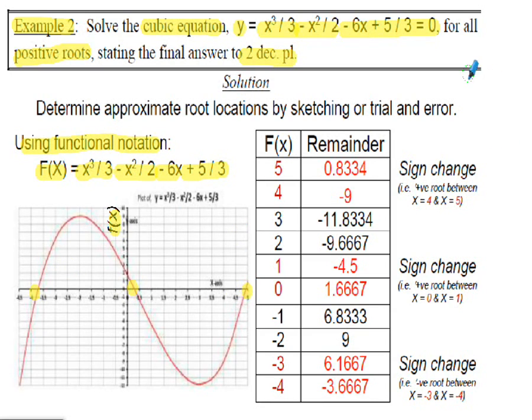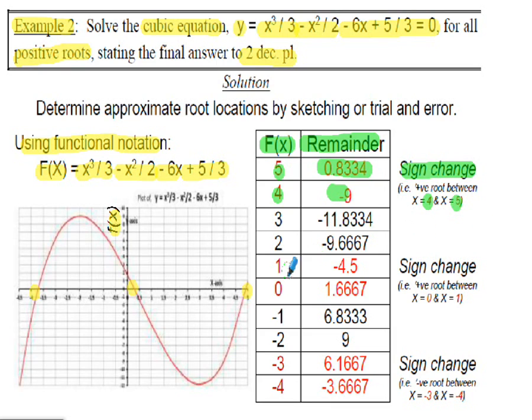An alternative method of finding the roots is to use trial and error. I have my f(x) equation here and my remainder here. Putting a value of 5 for x into the function notation equation gave a remainder of 0.8334. Putting in a value of 4 gave a remainder of negative 9. So there's a sign change that occurs, so there's a root between 4 and 5 on the x-axis.